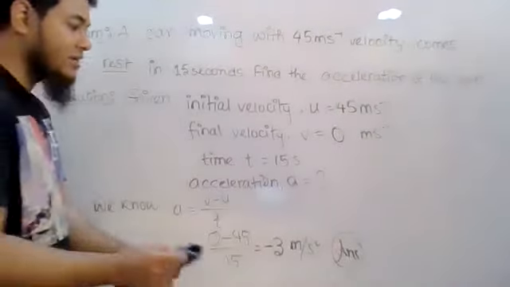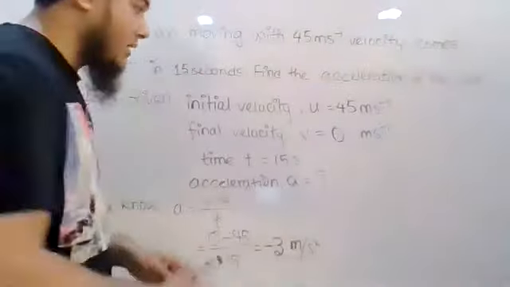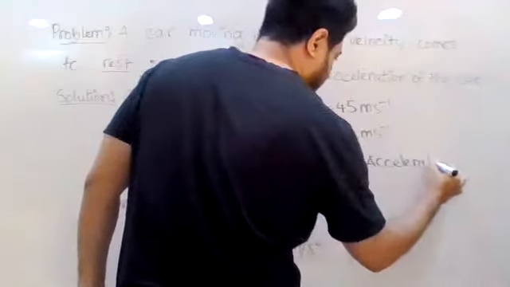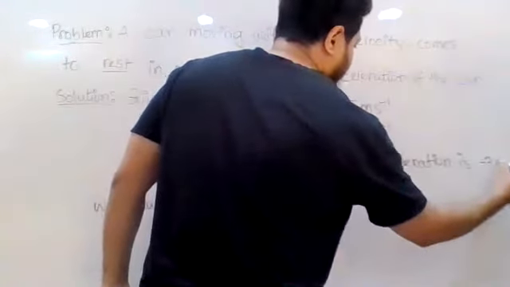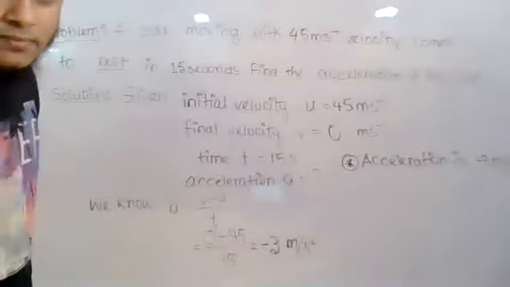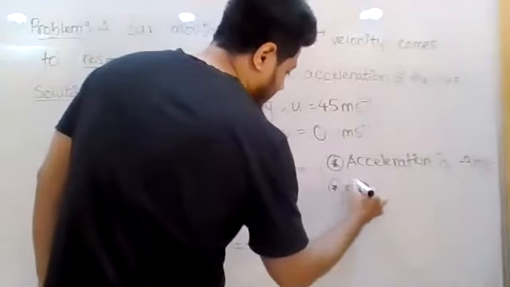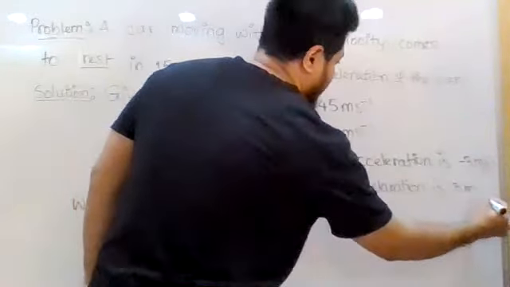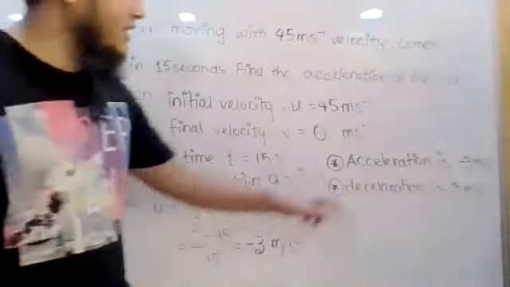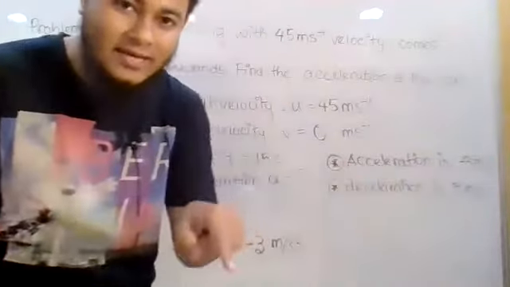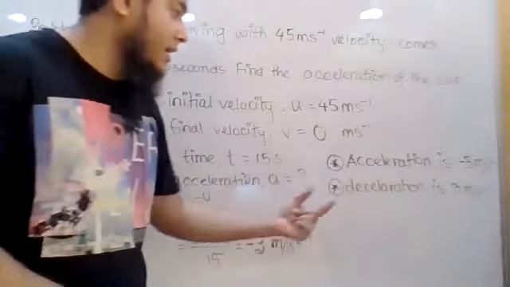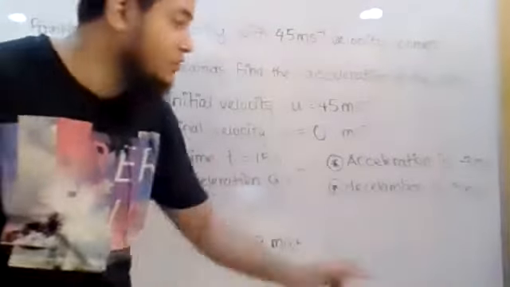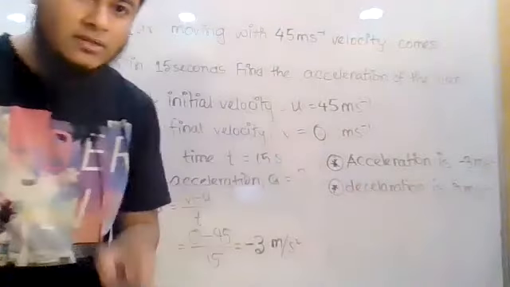After this answer, the final line that you need to write can be written in two ways. Number one, either you can write acceleration is minus 3 meter per second square, or you can write deceleration is 3 meter per second square. The difference is that whenever you say acceleration, you have to put the minus to indicate that the velocity is decreasing. If you already mention the deceleration, you are already saying that the velocity is decreasing, so you don't need to put minus over here.